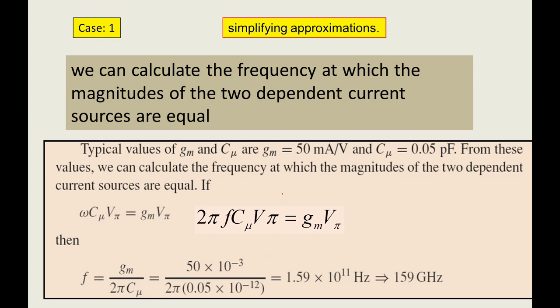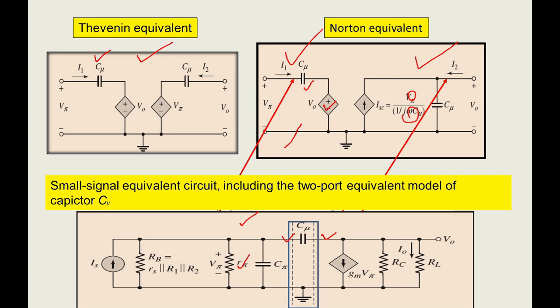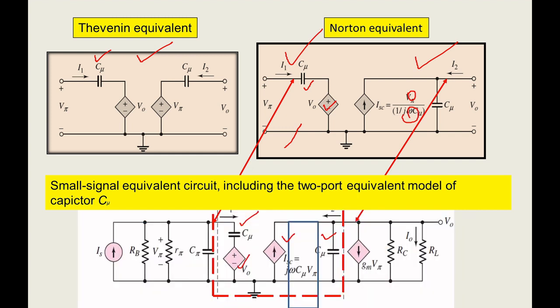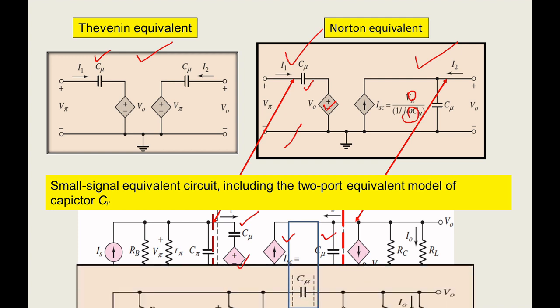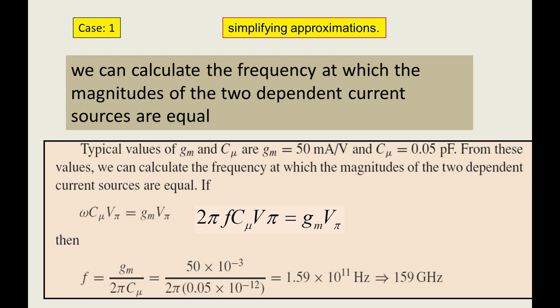What is a dependent current source? You can see here you have two dependent current sources, that is j omega C mu v pi, and you have g m v pi. Both are dependent sources, right? So I am going to consider them as equal. So what we are going to do is approximation 1.